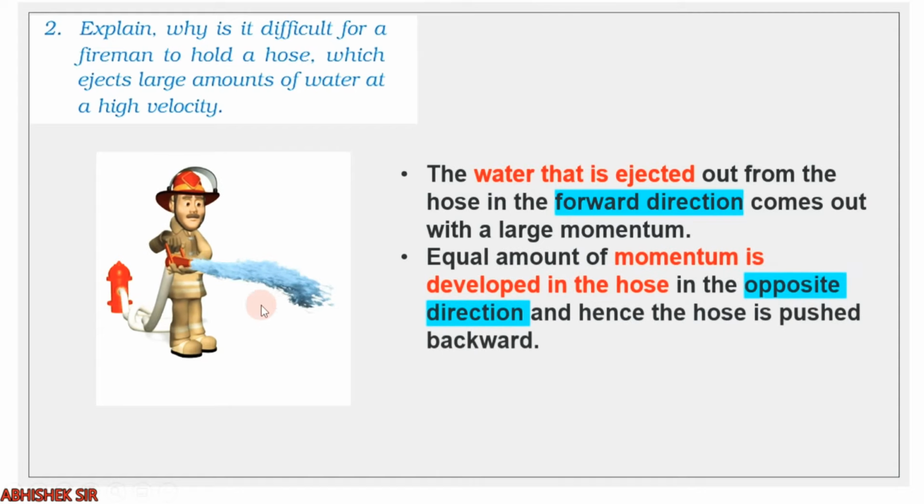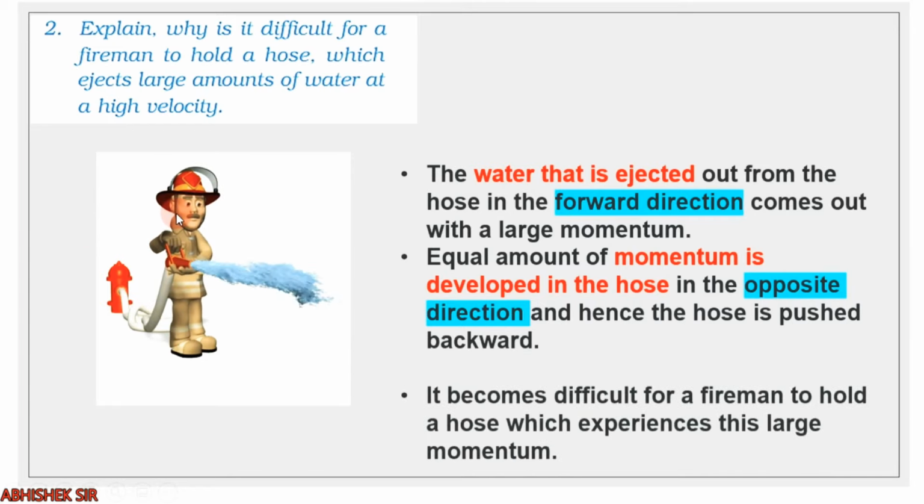So an equal amount of momentum is developed in the hose pipe in the opposite direction. This is action, so the backward movement will be considered as reaction, and the hose pipe will be pushed backward. Now this fireman has to hold the hose against the force of action and reaction. So it is very difficult for him to hold it easily because of the momentum. Because of the action and reaction, he has to apply a little bit more force in holding the hose pipe.